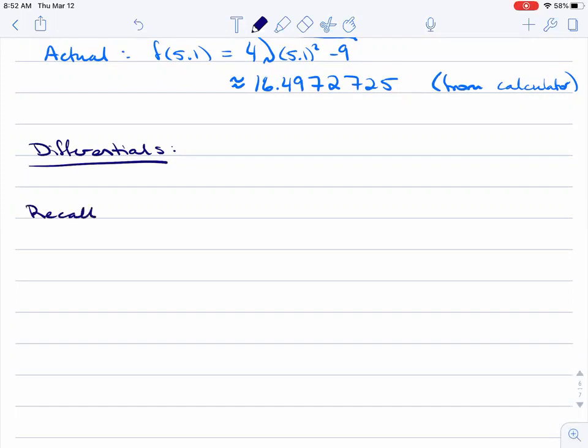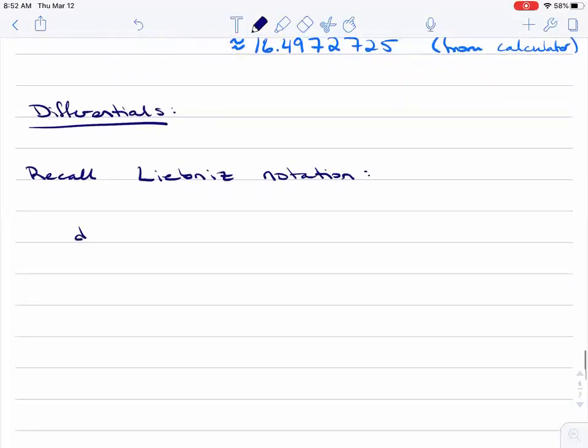If we recall Leibniz notation, L-I-E-B-N-I-Z notation was dy dx. I know we said we didn't like these, and that's okay. You don't have to use them, right? But sometimes it's a little bit cleaner. But also here we're going to use them in our differentials, right? So in Calc 2 you'll use them, but we actually end up splitting them up.